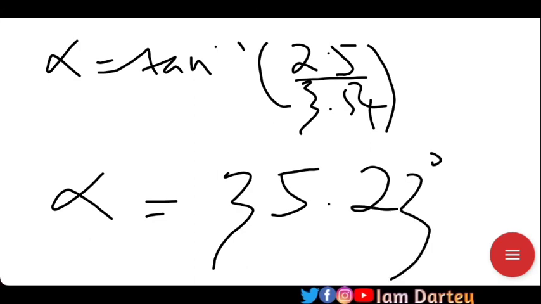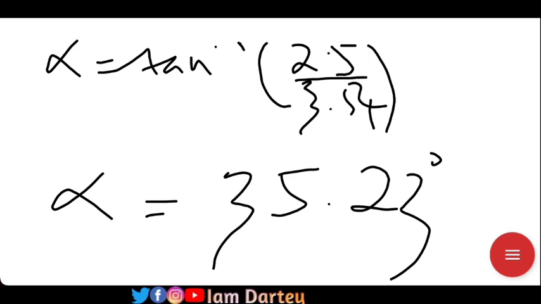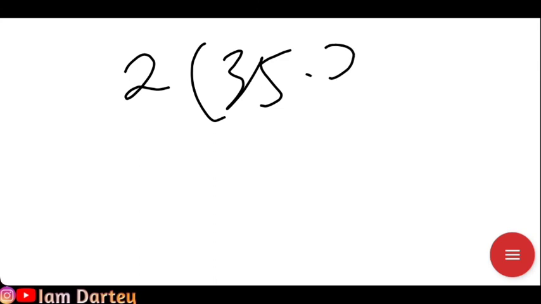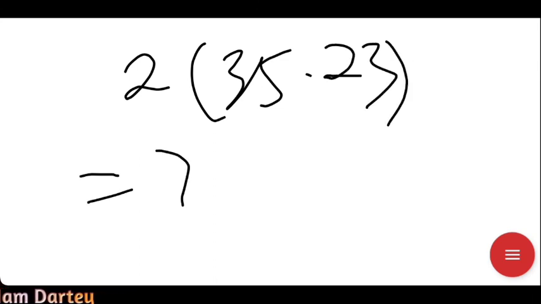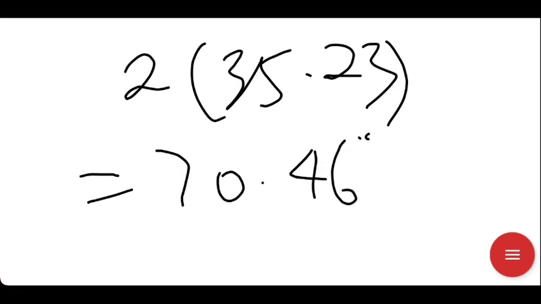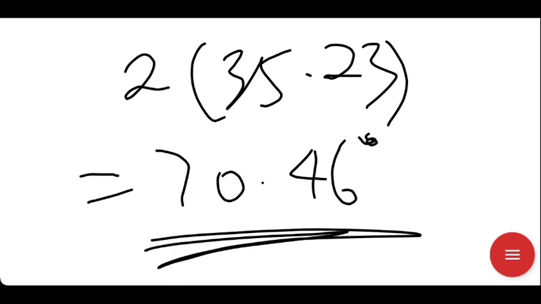So my angle should be 35.23 degrees, but that is just for taking half of the angle at the top. So what I'll need to do here is to multiply this answer by 2 in order to get the whole angle that the two faces make when they are in contact. That will give me 2 times 35.23, which is 70.46 degrees. So that's the angle the two sides make when they are in contact.